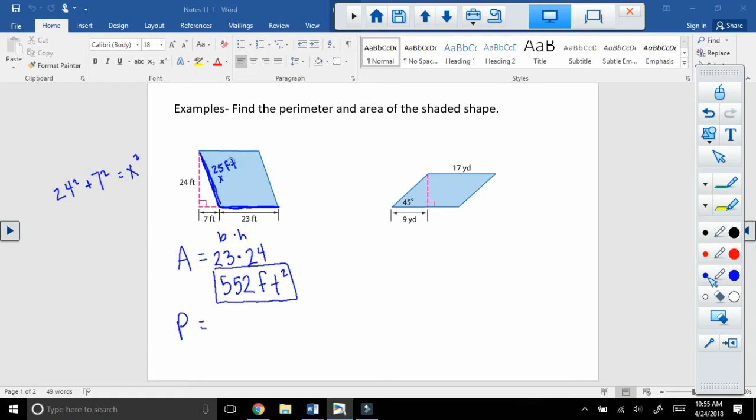How would I find the perimeter of that blue shape? Okay, so I'm adding 25, 25, 23, and 23, and you get 96. And then what would the units for perimeter be? Feet. So perimeter will just be the singular units, area will be square units.